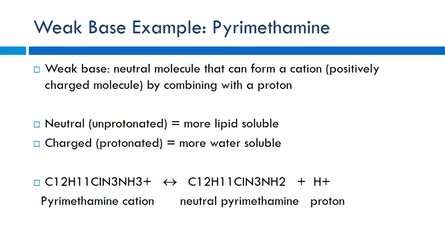Pyrimethamine is going to be an example of a weak base. Sometimes you can use it as an anti-infective. Basically, you're going to find the neutral molecule can form a cation, which again is a positively charged molecule, by combining with a proton. In the neutral, or unprotonated, state, it is going to be much more lipid soluble. When it's charged, or in the protonated state, it's going to be much more water soluble.